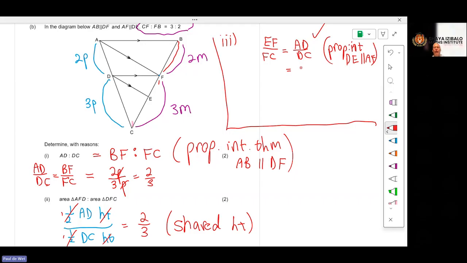Okay, but it's going to be 2:3. Am I right? AD to DC is 2:3. So EF is also going to be 2:3. Carry on. Sorry, if I'm writing it wrong, tell me. Yes. Okay.